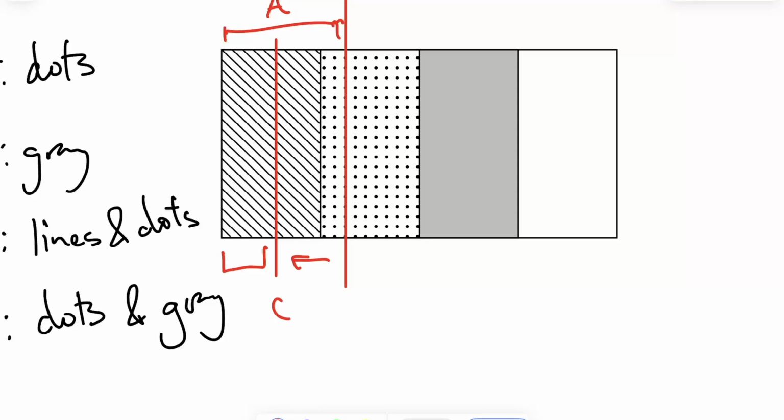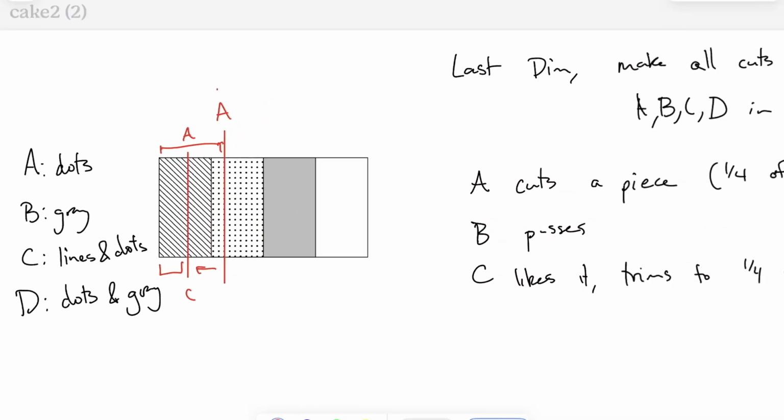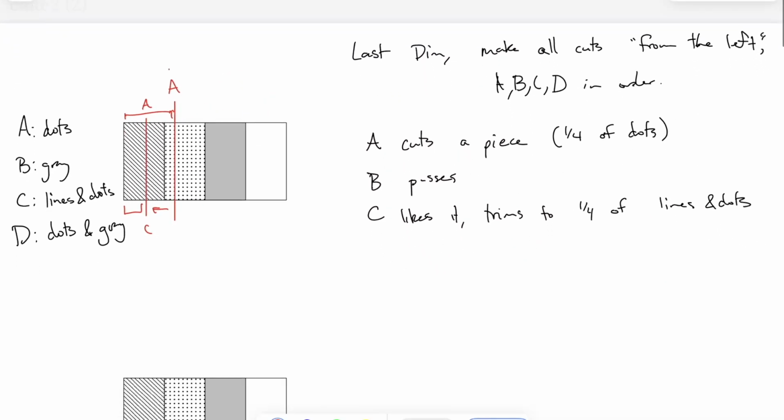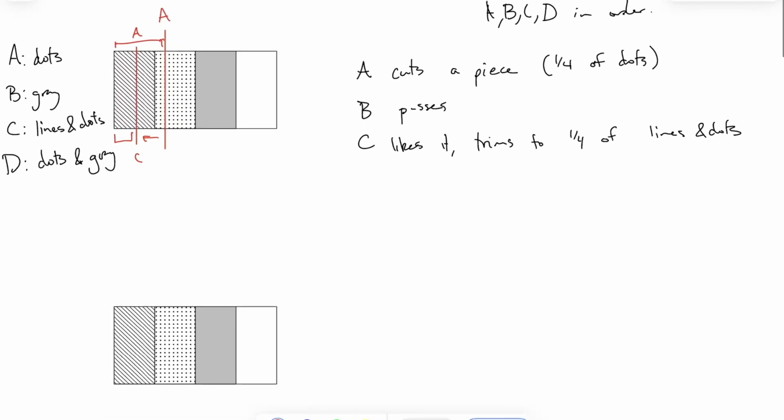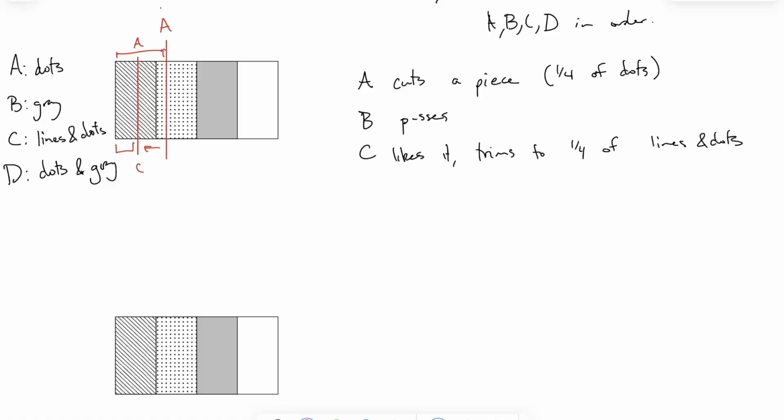This is a little confusing. Anyway, that's the trim for C. This now fairly small piece, we're only talking about this piece right here. This goes to D now, but D's gonna pass because there's no dots and gray in there. So C likes it, trims it. D gets a shot at it, but D will pass. So C gets it. So C's piece is right there, right? It's that one on the end.